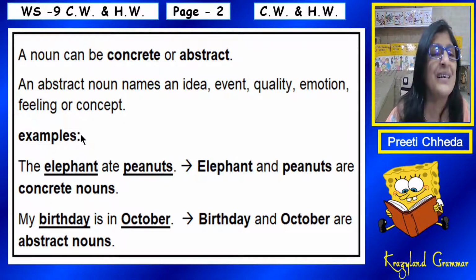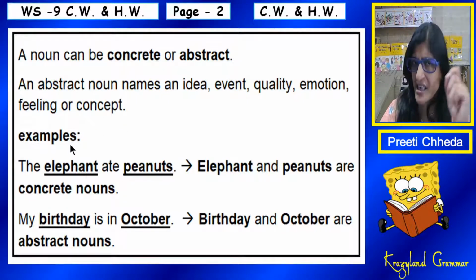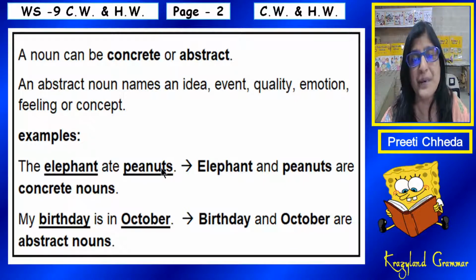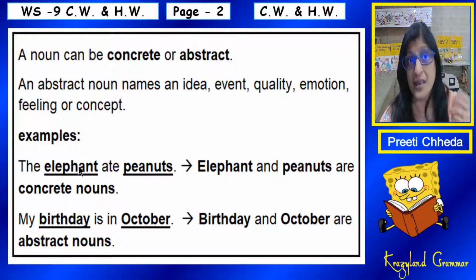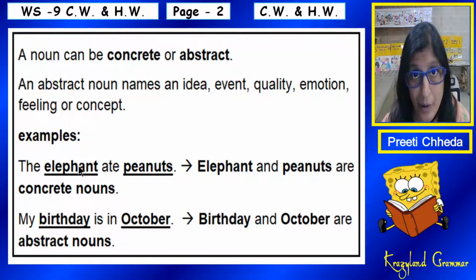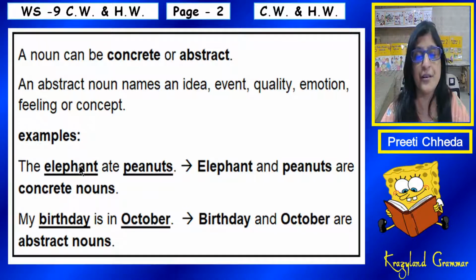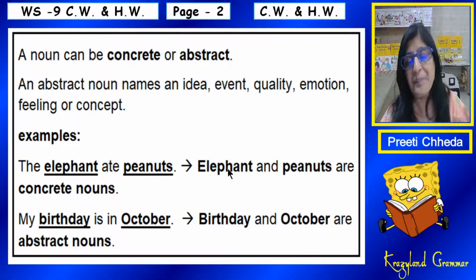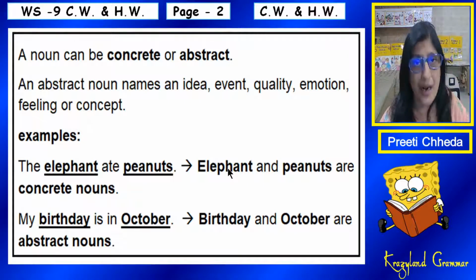Time concept. Yes, let us understand with the example. The elephant ate peanuts. Now I'm talking about elephant. I can see, I can touch, I can hear, I can smell, I can taste. I'm not non-vegetarian. Elephant. Okay, so peanuts, yes ma'am. So elephant and peanuts are concrete nouns.